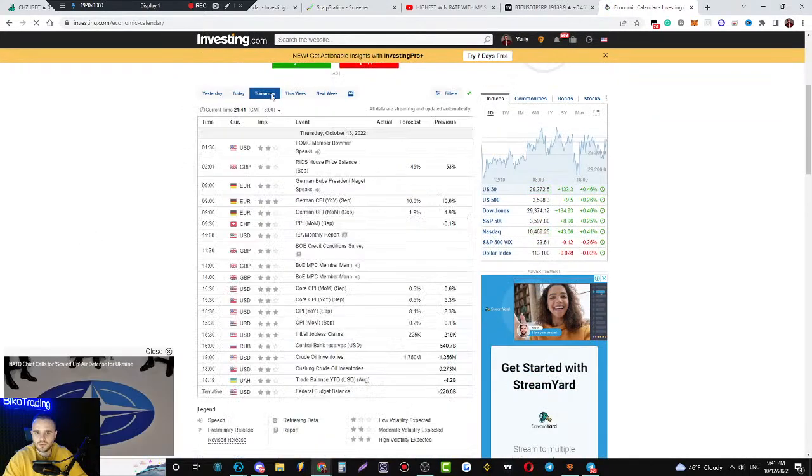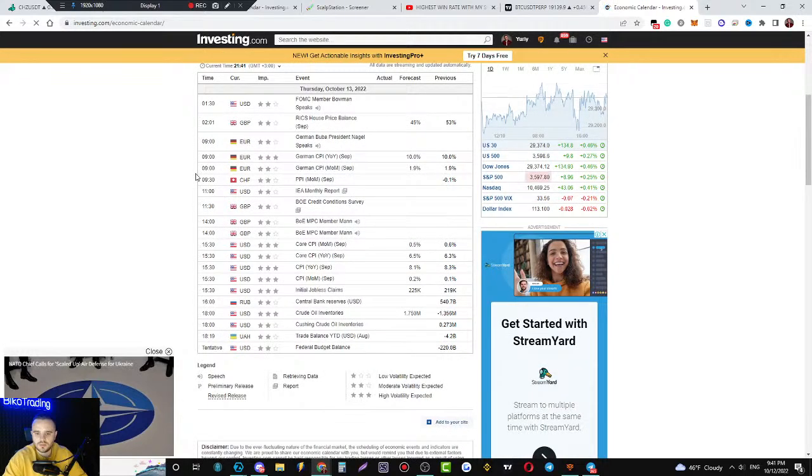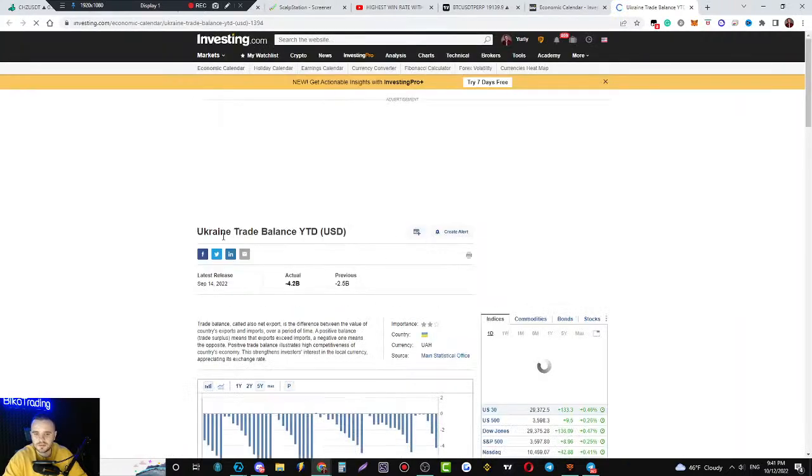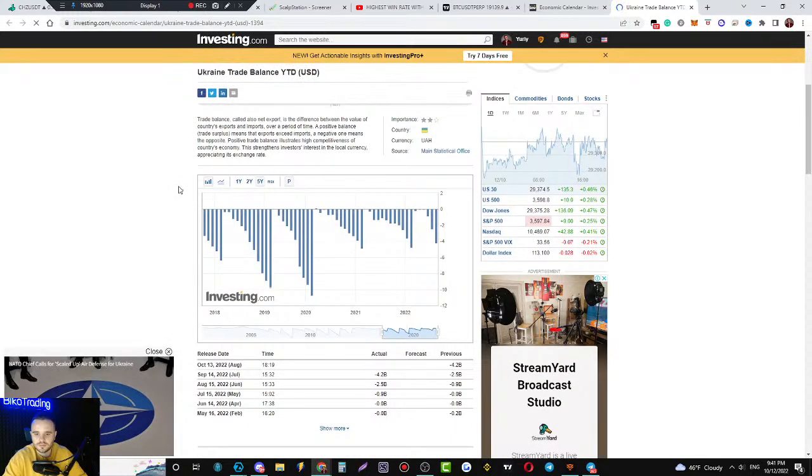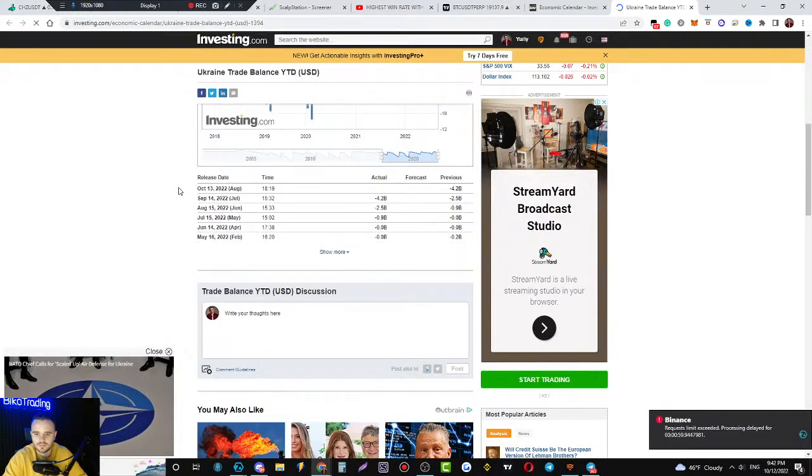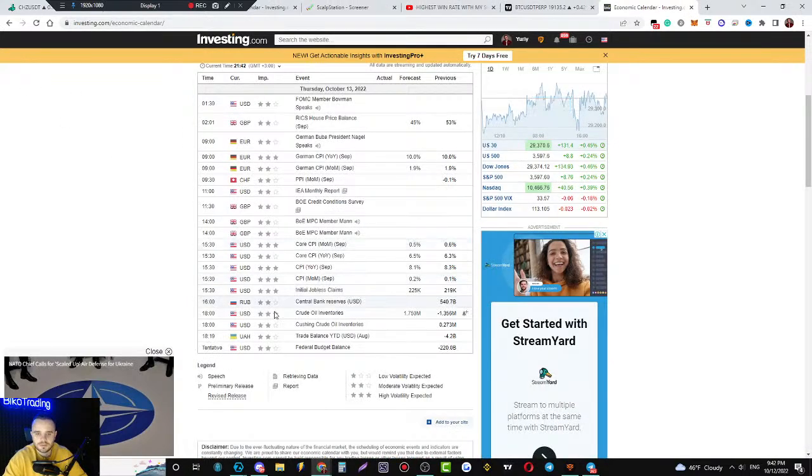Okay, today, tomorrow. German inflation. What else? USD core inflation. Inflation 1530. There could be some volatility tomorrow based on this. That's it. Ukraine trade balance year to date. Central bank reserves.